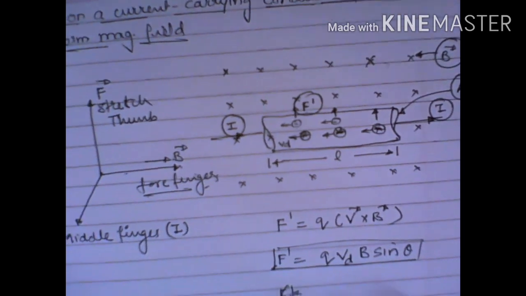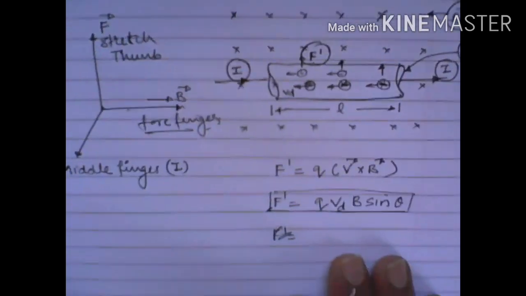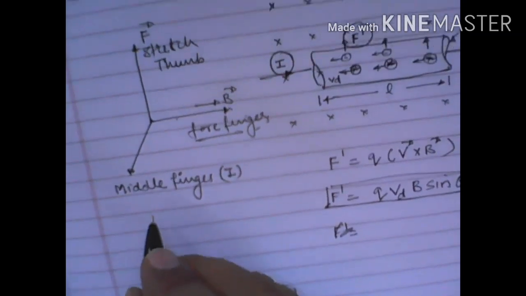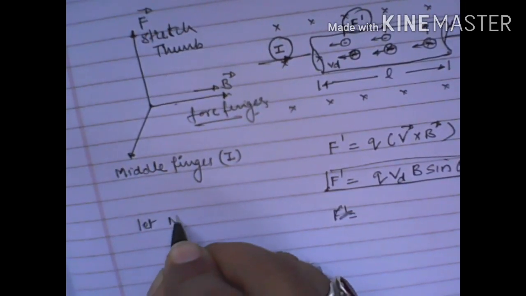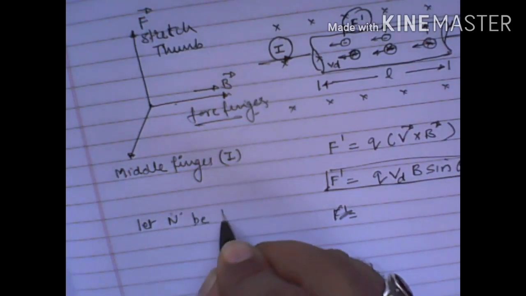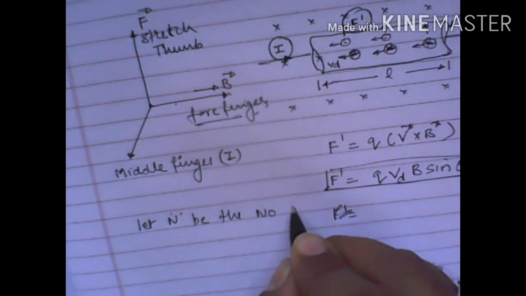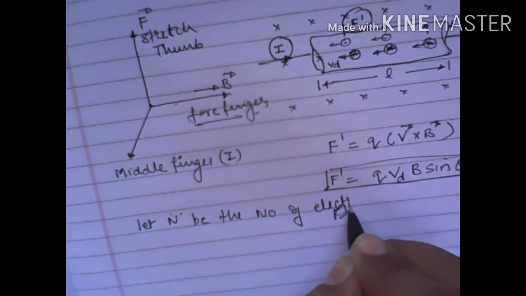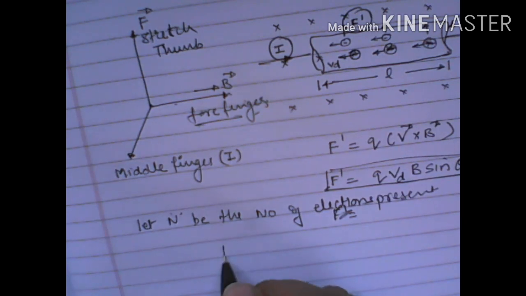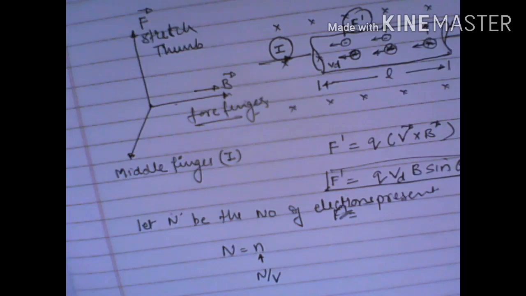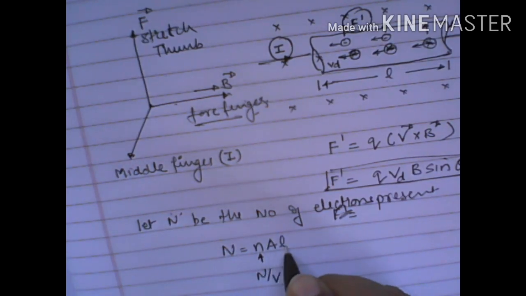So I want to find the total force acting on the number of electrons which are present in this conductor. So let capital N be the number of electrons present in the conductor. Okay, so capital N can be given as small n, I hope you know small n is the number of electrons per unit volume, into area into length. So this is volume into n. So this is the number of electrons.